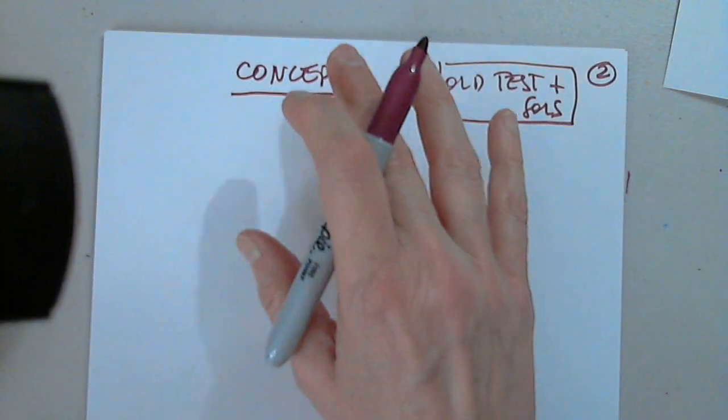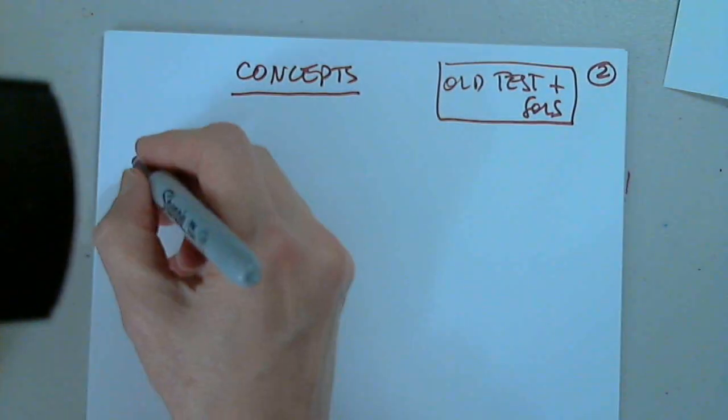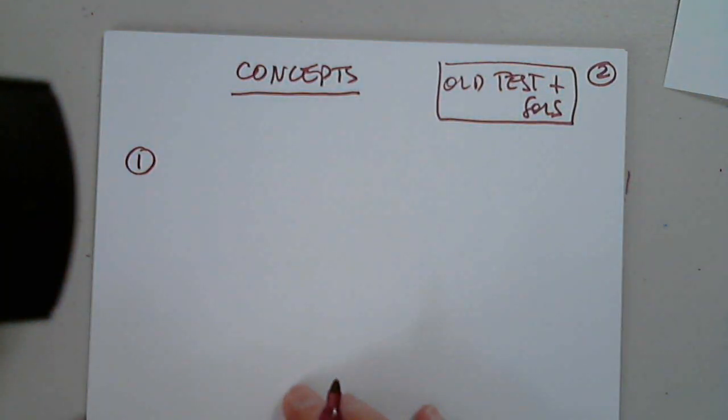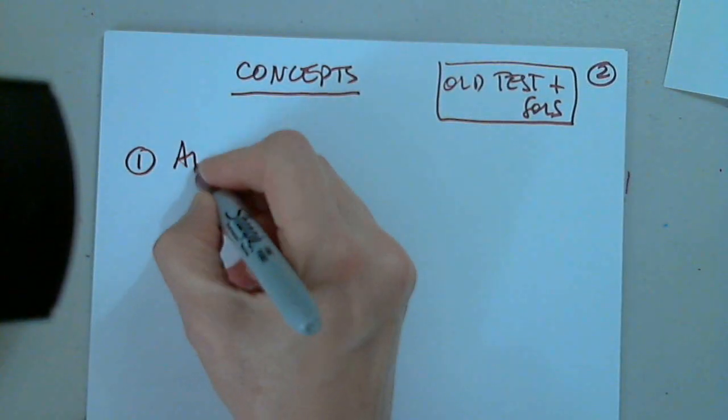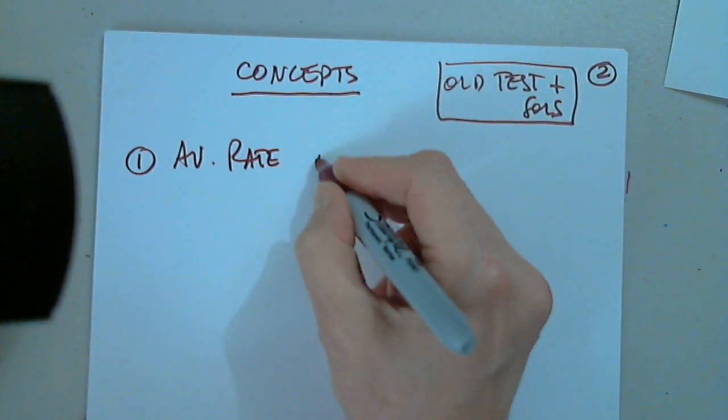Okay. So again, the concepts that are very important. Number 1, we had these 4 concepts. I'm going to write them again. Average rate between 2 points.